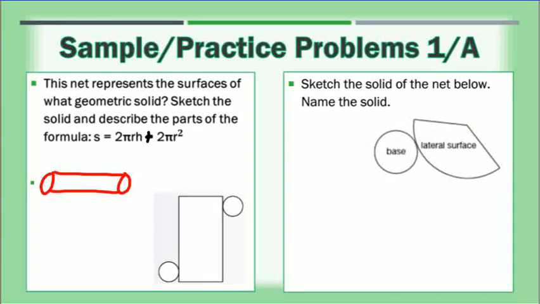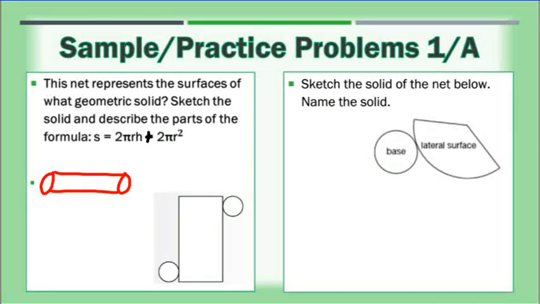So we have 2 circles. We need to find the perimeter of the base. The base is a circle, so we find the circumference, which is 2 pi r, and then you multiply that by the height of the cylinder plus the area of the circle. We have 2 circles, so 2 pi r squared. So that would be the description of that formula.